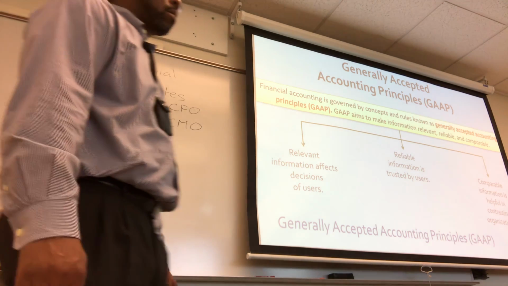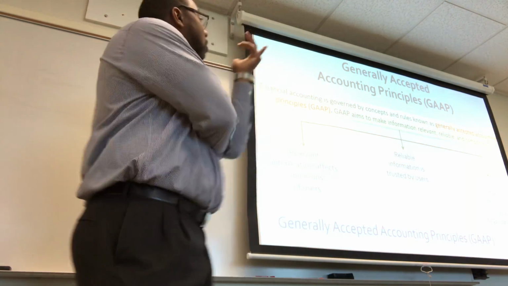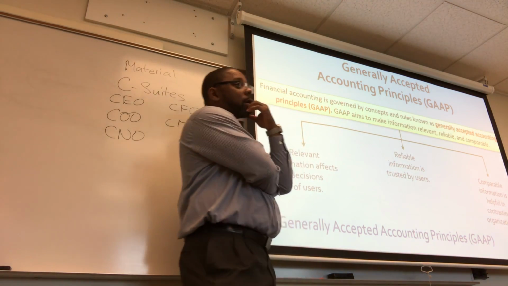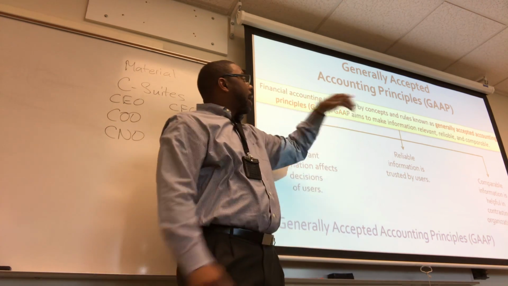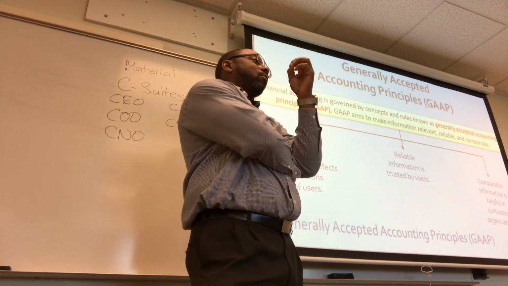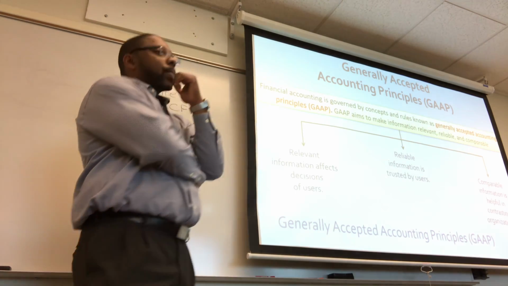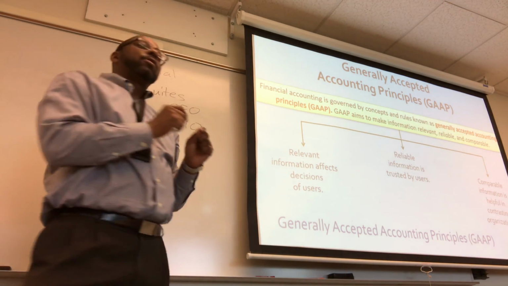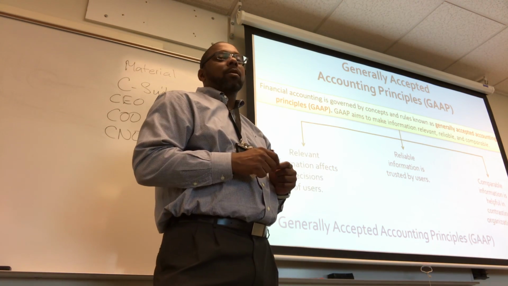So, all right, when we're doing financials, financial accounting is governed by the concepts that we call GAAP, or generally accepted accounting principles, right? GAAP aims to make sure that the information is relevant, reliable, and comparable, right? We call this U.S. GAAP. There's also international standards. So there's a U.S. standard and there's international standards, right?